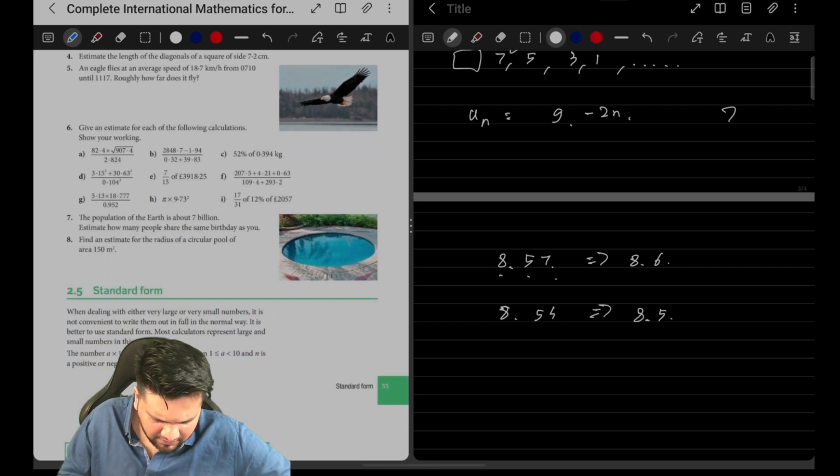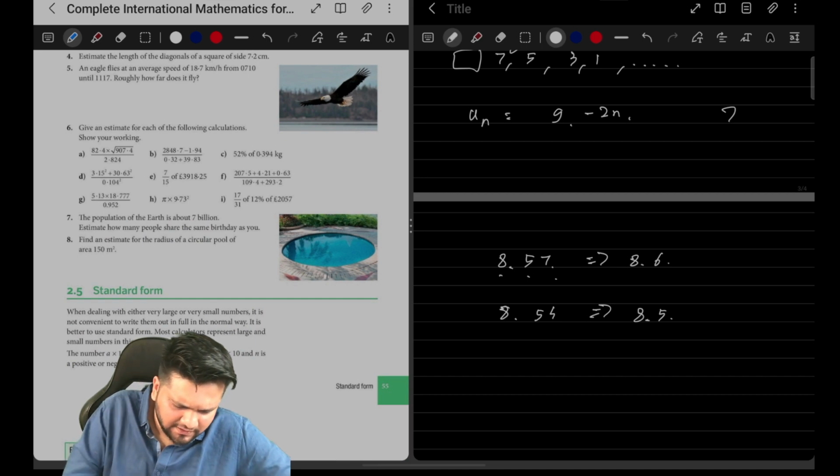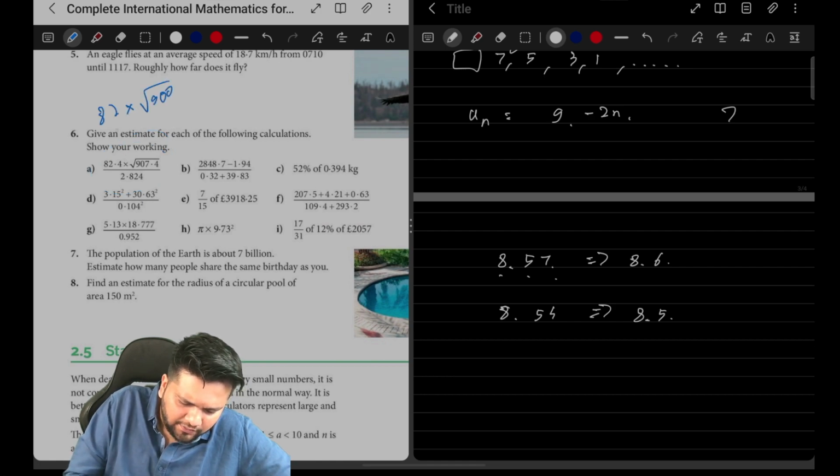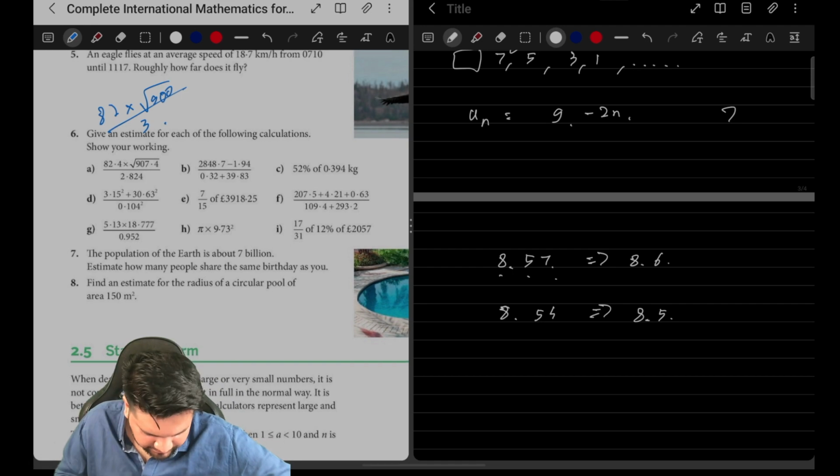Give an estimate. So in estimation you just have to consider this way. Generally just have to write it like this: 82 maybe then into root 900 upon 2.824. So maybe you can write this thing as 3 or something and you can just estimate the answer.